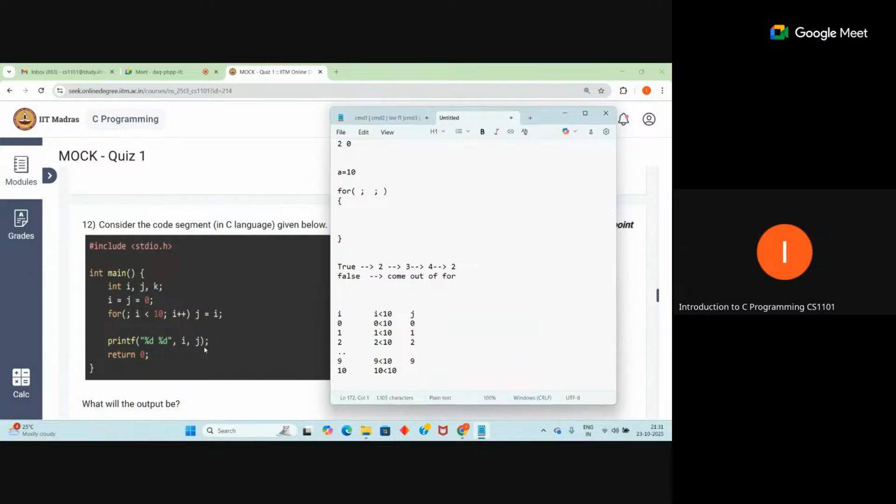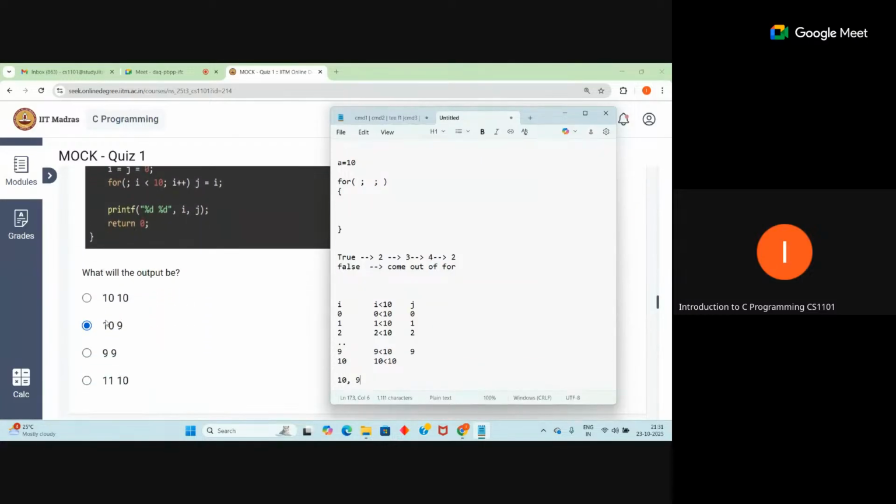So by the time it comes out of the loop, what is the I value? 10. What is the J value? 9. So the I and J values are 10, 9. Okay, so the output is 10 and 9.